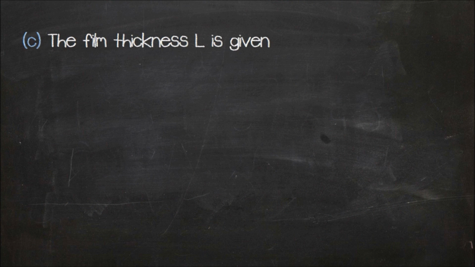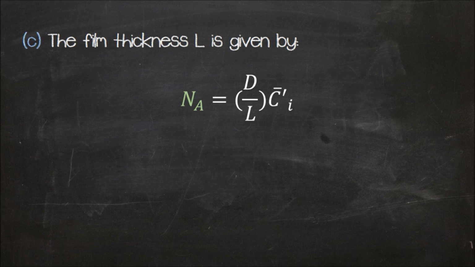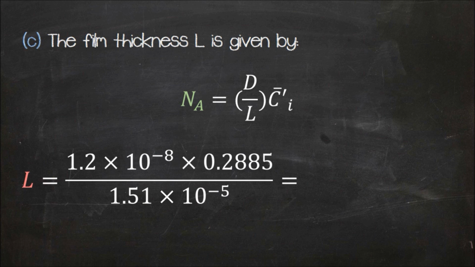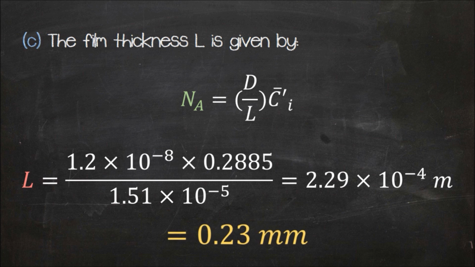Then the film thickness L is given by NA is equal to quantity D over L, quantity C'i. And L is equal to quantity 1.2 times 10 raised to negative 8 times 0.2885 over quantity 1.51 times 10 raised to negative 5. That would lead us to the answer 2.29 times 10 raised to negative 4 meter, or 0.23 millimeter.